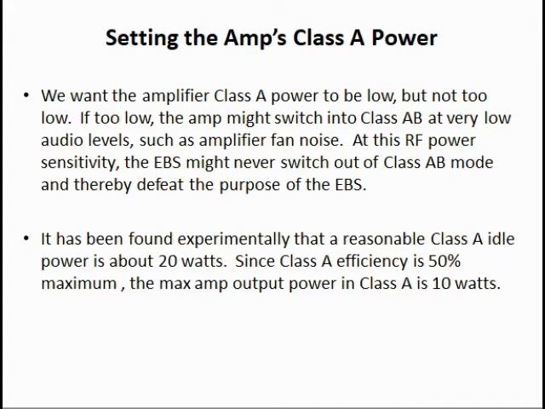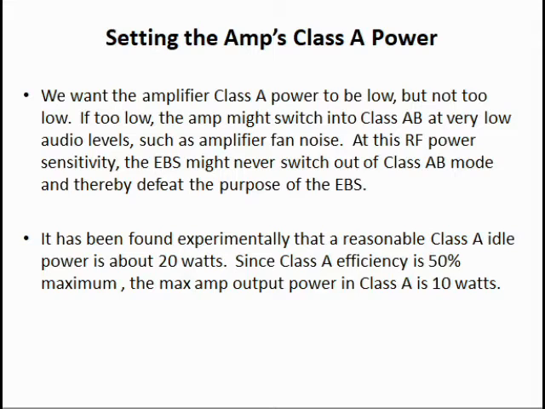Now, how do we set our Class A power? We want the Class A power to be as low as reasonable, but not too low, because if it's too low, the amplifier might switch into Class AB at very low audio levels, such as background noise, fan or amplifier noise, etc. So if you make it too sensitive, the electronic bias system may never get out of Class AB mode and really defeat the purpose of it.